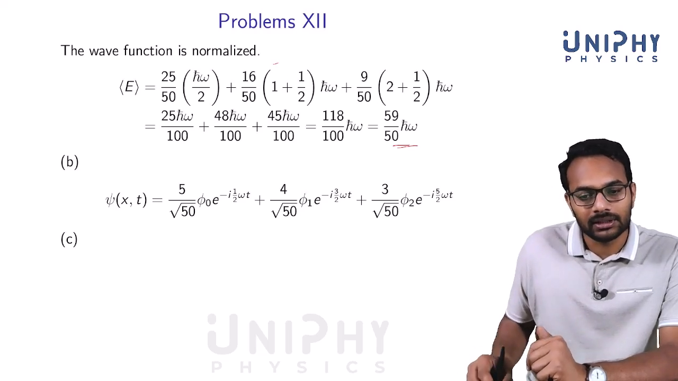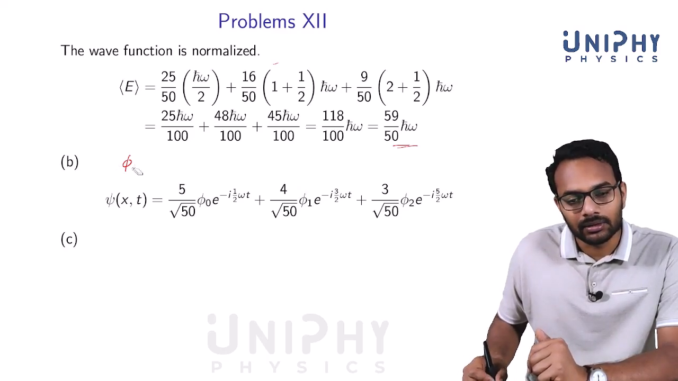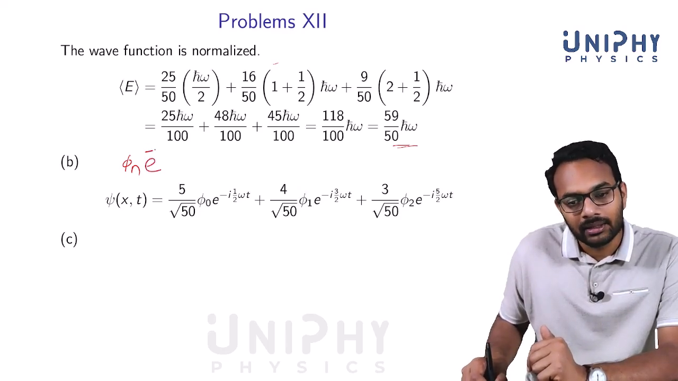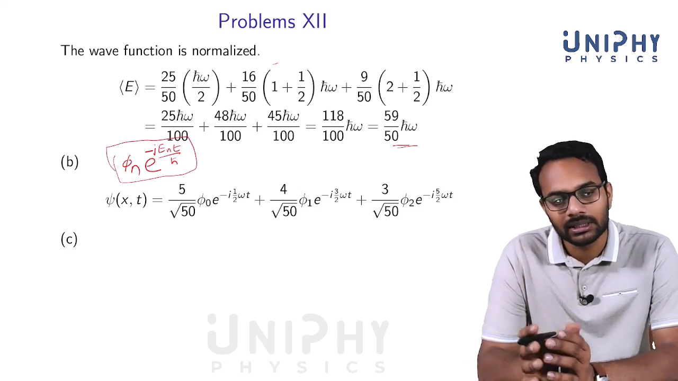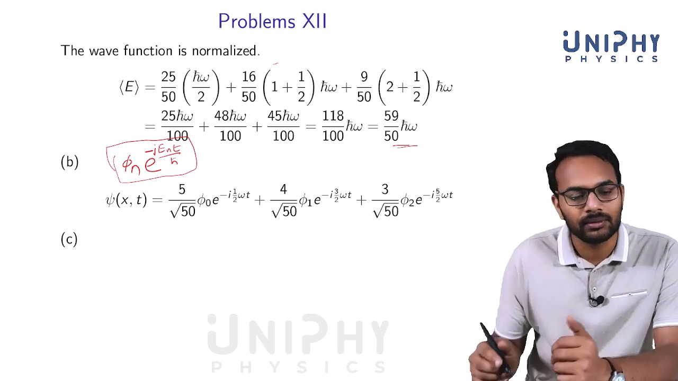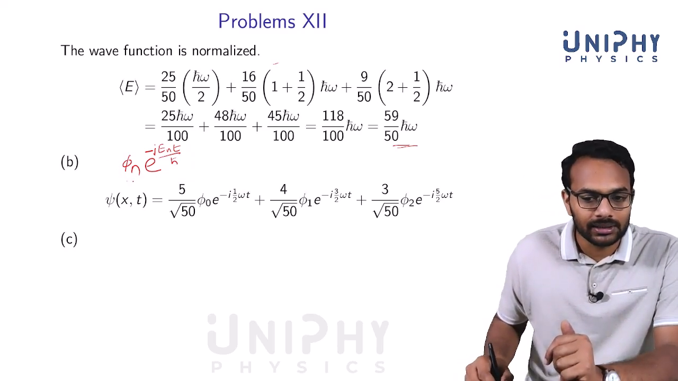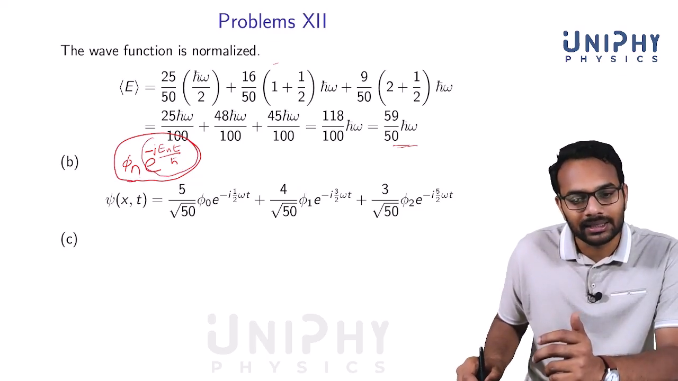Am I right? Because if phi n is an energy eigenstate, we know that the time evolution is given by e raised to minus i En t by h cross. We saw this in the time independent Schrodinger equation. There were two parts: a time dependent part and an energy eigenvalue equation. If we combine them, we get the time evolution. So the time evolution of an energy eigenfunction is quite simple. It comes in the form e raised to minus i En t by h cross.